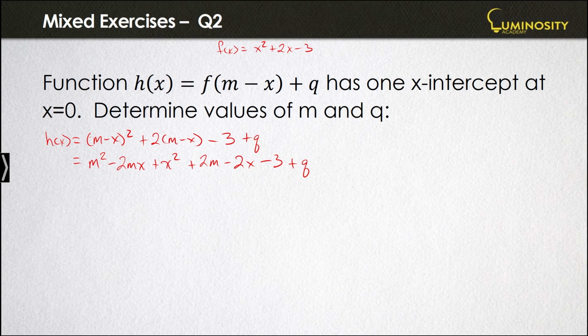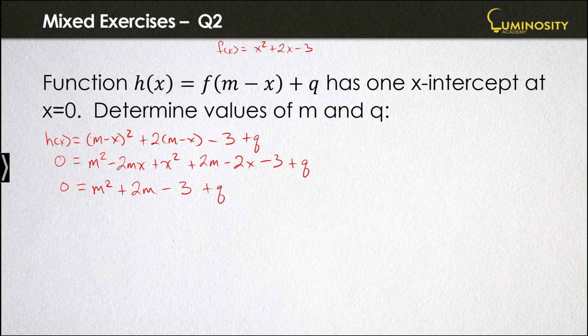But this is telling us it has one x-intercept at x equals 0. So that means that at x equals 0, the function is equal to 0. That means that we can set this all equal to 0, and now we have 0 equals, anytime you see an x, that's going to turn out to be 0, because that's where the intercept is. So you have m squared minus 2mx turns out to be 0, x squared turns out to be 0, and we have plus 2m minus 2x turns out to be 0, minus 3 plus q.